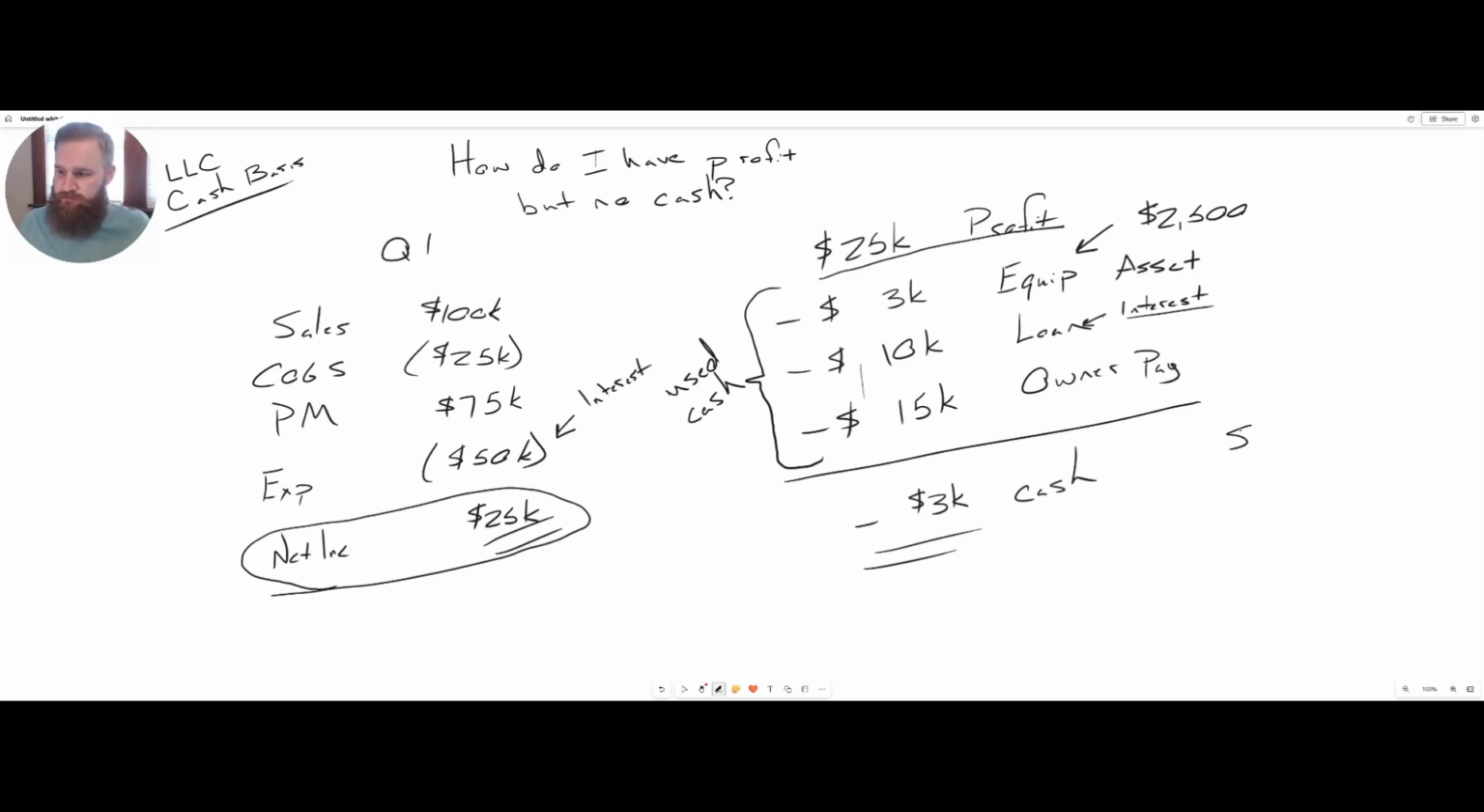So if you started with $30,000 in cash at the beginning of the quarter, at the end of the quarter you have $27,000 in cash, and you're being told that you had $25,000 in profit, and these things don't compute. I made $25,000 in profit, but I have less cash than I started with. How does that make sense? Well, this is how it makes sense, because not every transaction, not every use of money that occurs within your business is affecting your P&L.